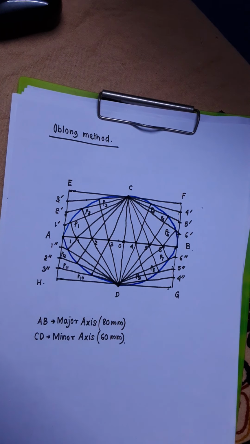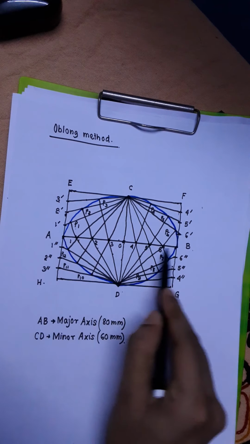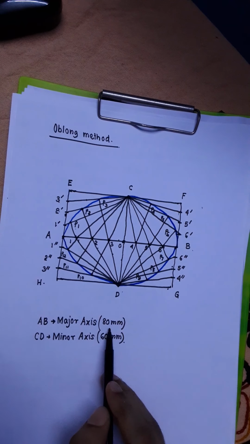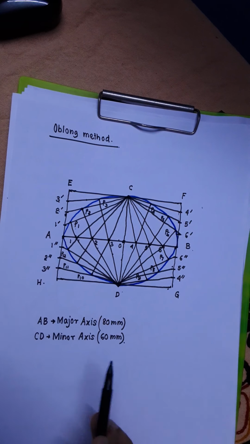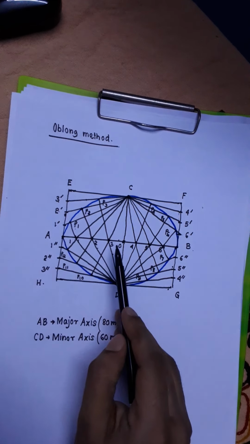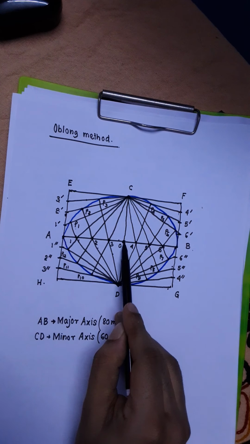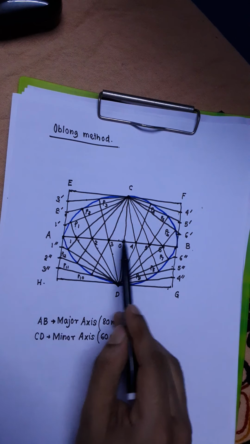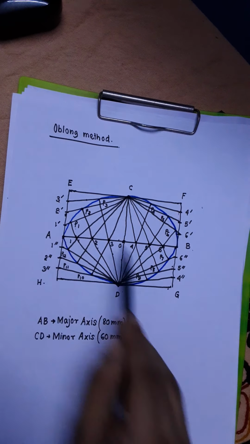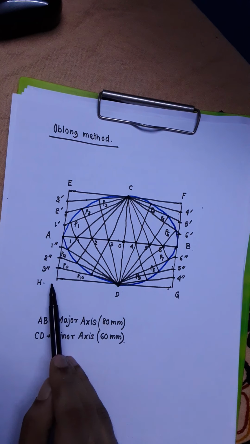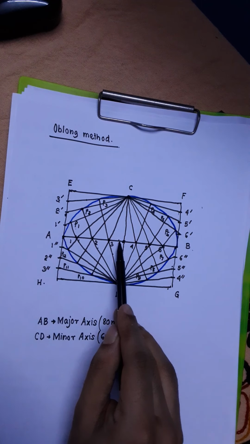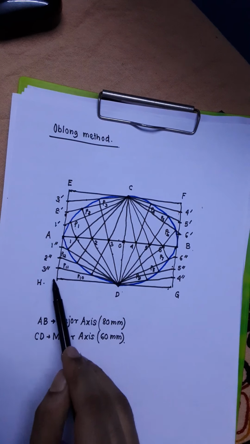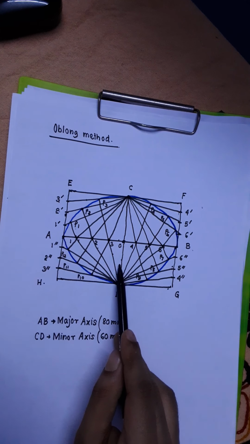So if you want me to summarize the different points, I would like to do it like this. First you draw the major axis AB of the given length 80 mm. Then you draw the minor axis CD with the given length 60 mm in such a way that the major axis and minor axis are perpendicular to each other and they bisect each other at the point O. And then you construct this rectangle EFGH in such a way that EF and HG are parallel and equal to the major axis, FG and EH are parallel and equal to the minor axis.